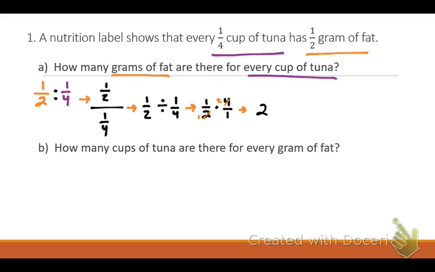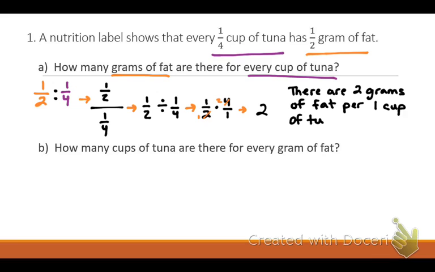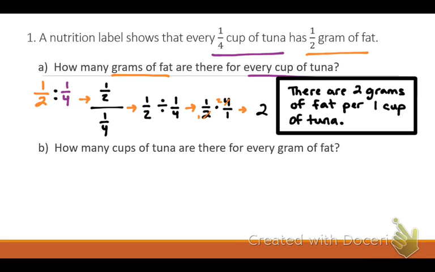Now here's the difficult part. Interpreting, what in the world does that 2 mean? So when I go back to my original question, it says how many grams of fat are there for every cup of tuna? 2. So you're simply going to say, in a sentence, there are 2 grams of fat per 1 cup or every cup of tuna.